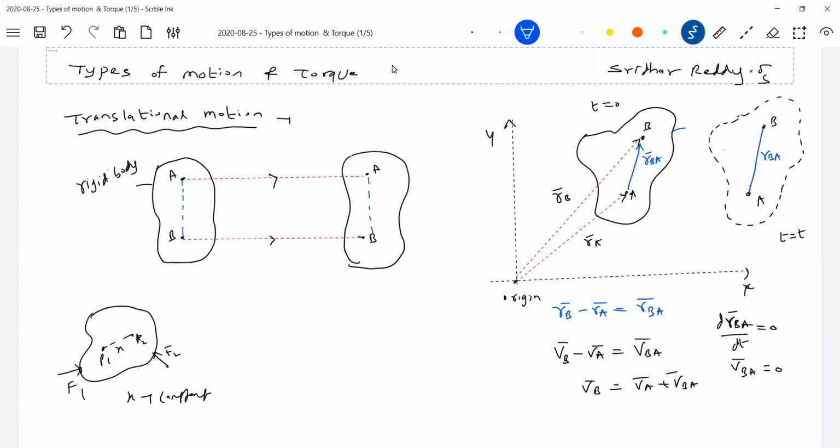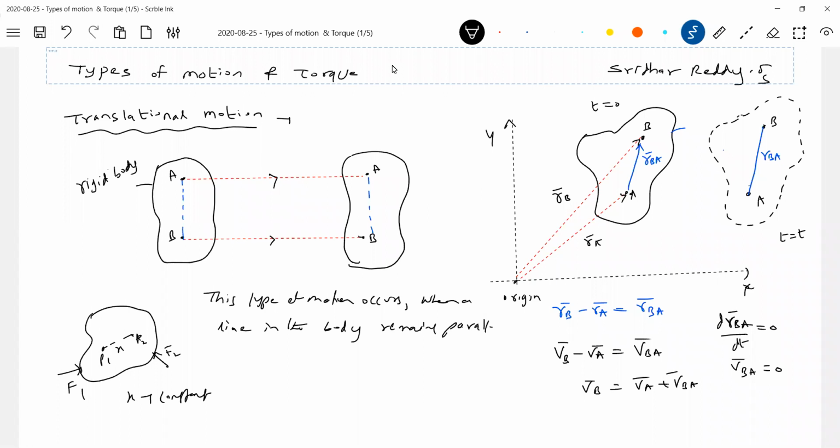So shall we make now a basic definition? I'll write sentences. I'll explain here. This type of motion occurs when a line in the body remains parallel to its original orientation throughout the motion.